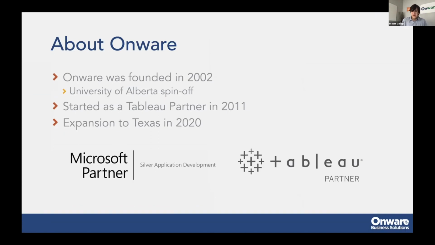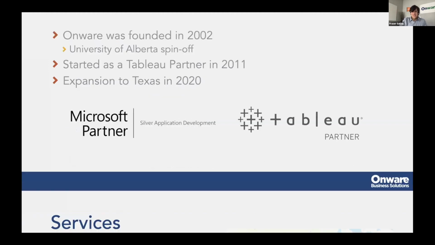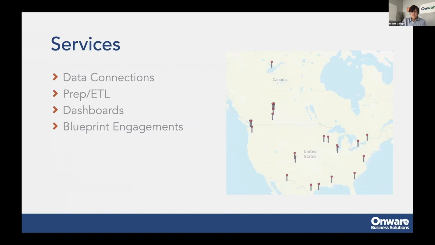Who we are, what we do. Onware is a Tableau partner. We do a lot of work with customers all over the place. We started as a Tableau partner in 2011, and with the changes in the partner program being put in this year, we're starting to establish our office in Texas now. That's happening virtually, I'd say. Right now we're not physically present and don't intend to be physically present in Texas anytime soon, but we do have our office getting started there. We're working with clients across Canada and the United States.